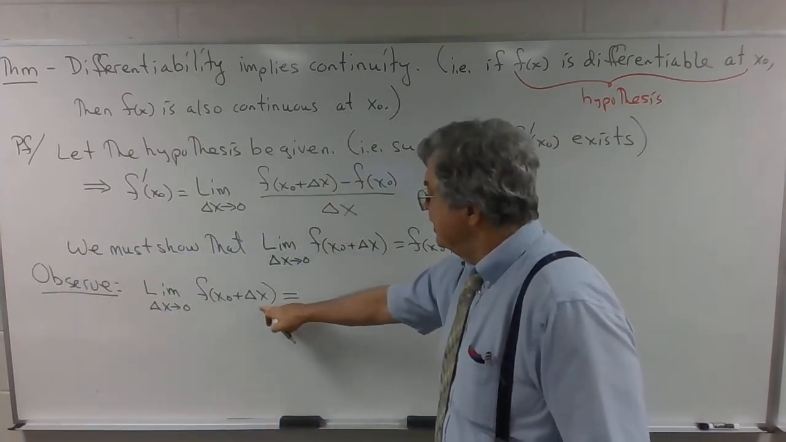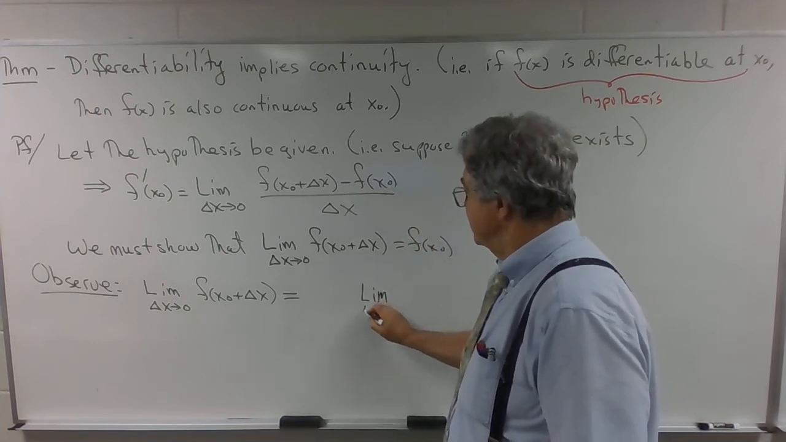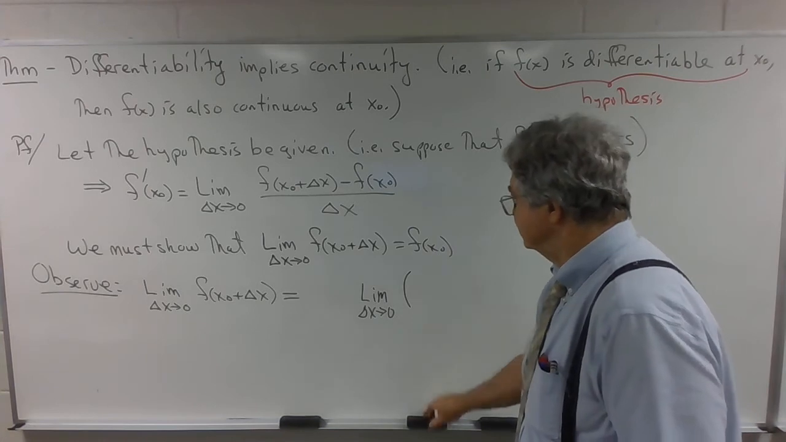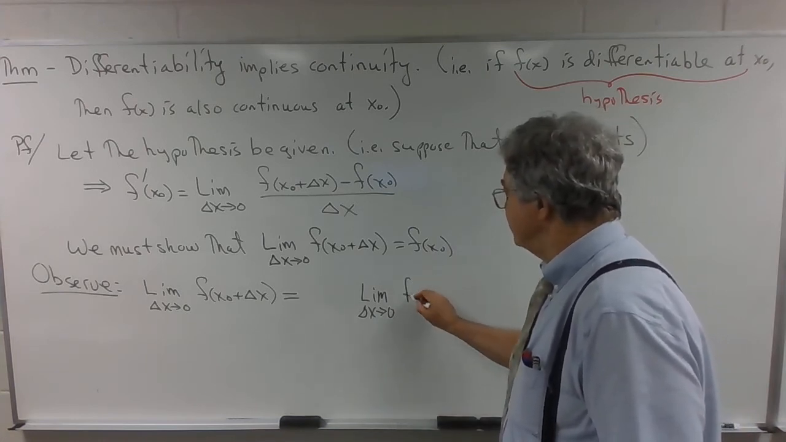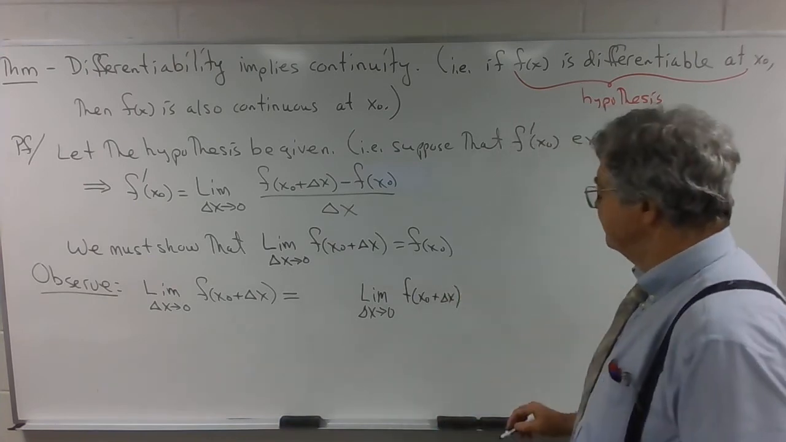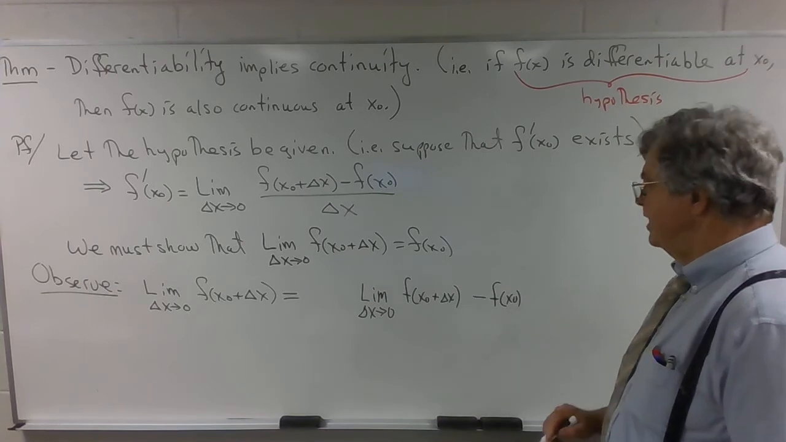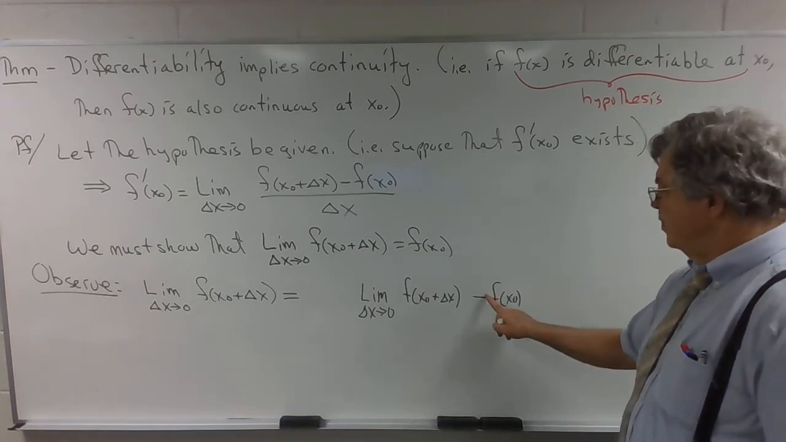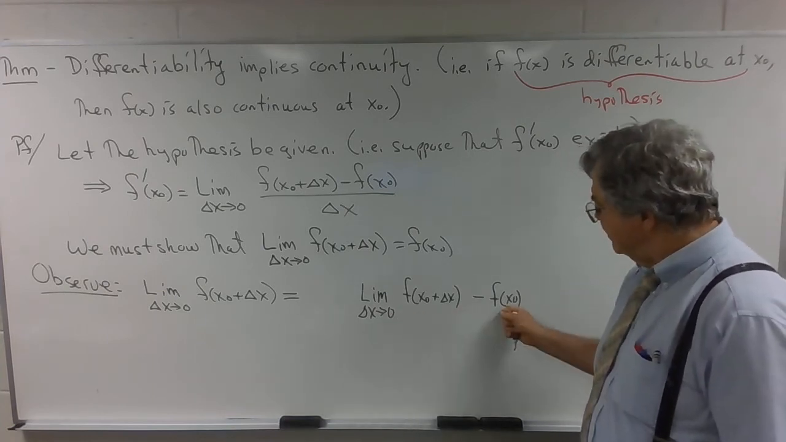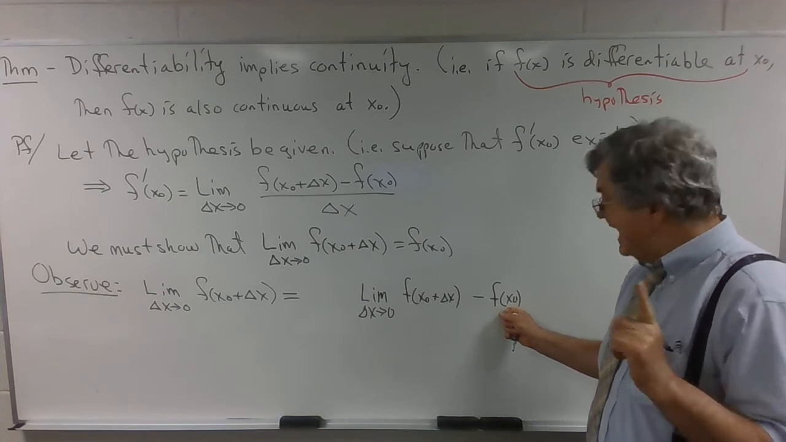But I'm going to take this thing and I'm going to subtract f of x of naught from it. So let's say limit as delta x goes to 0 of f of x naught plus delta x. Okay, and over here I'm going to subtract f of x of naught. Well, I can't just whimsically do that. I changed the value of this expression by subtracting f of x naught from it. To atone for my sin, I'm going to have to add it back.